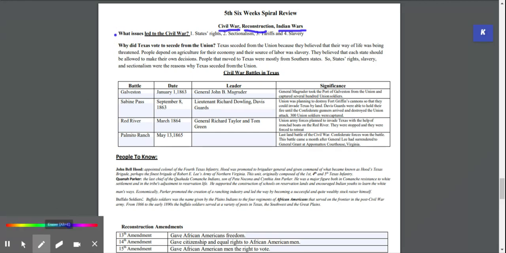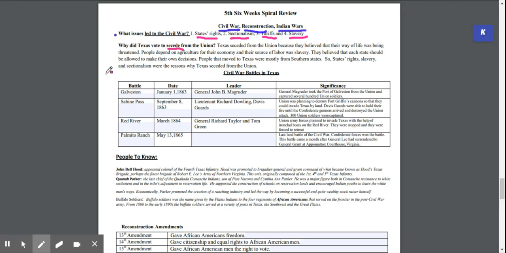What issues led to the Civil War? We had the issue of states' rights, sectionalism, tariffs, and slavery. Why did Texas vote to secede from the Union? Remember, secede means to leave. So why did Texas want to leave the Union or the United States?